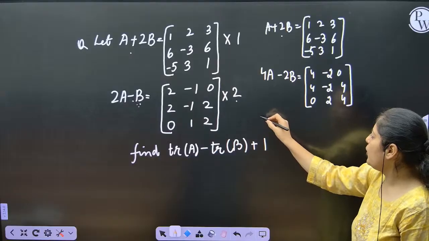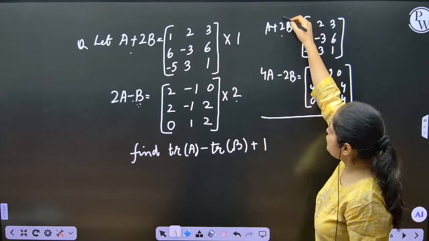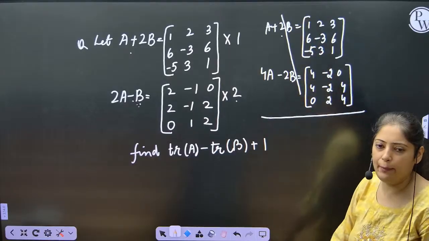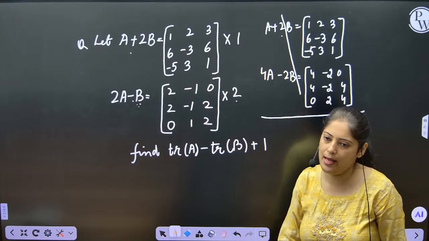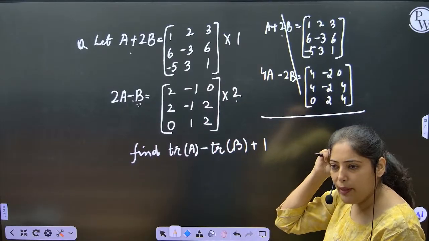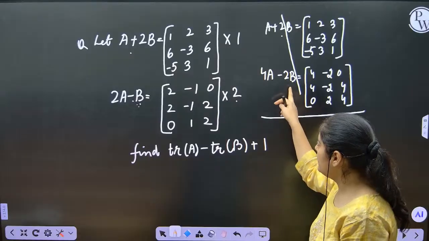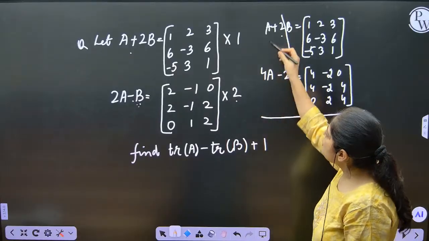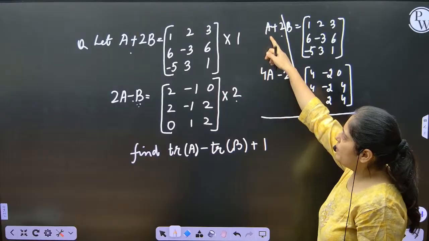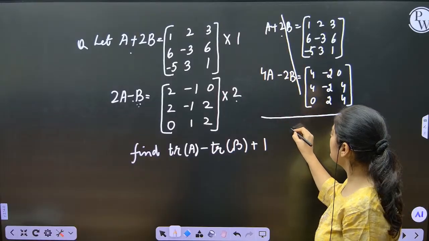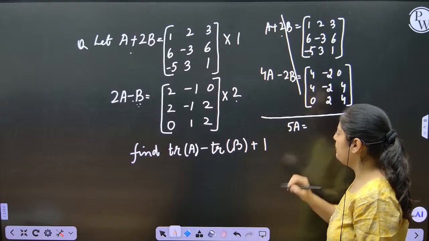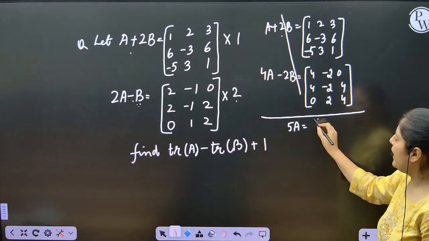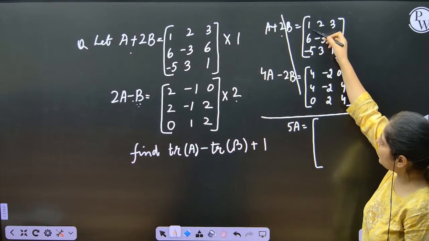Alright, now what will be the next step? This is plus 2 and this is minus 2. If I add these two matrices, I'll get the null matrix, like 0 into b. So 1 plus 4 is 5, and this will become 5 of a, and we have to add the corresponding elements.